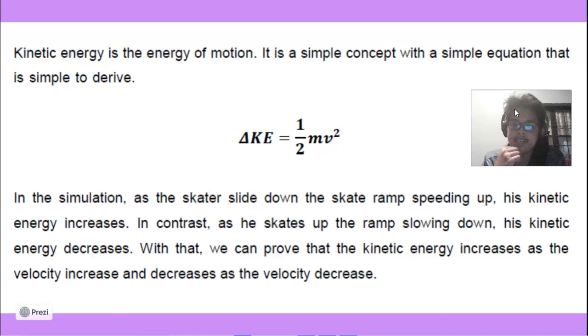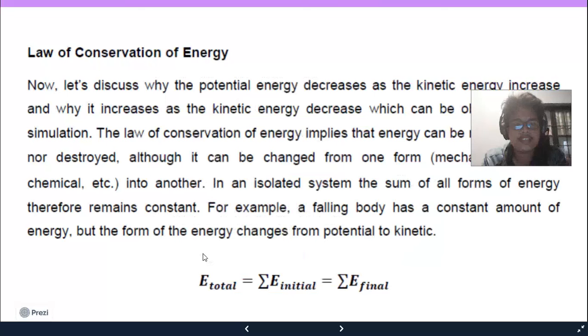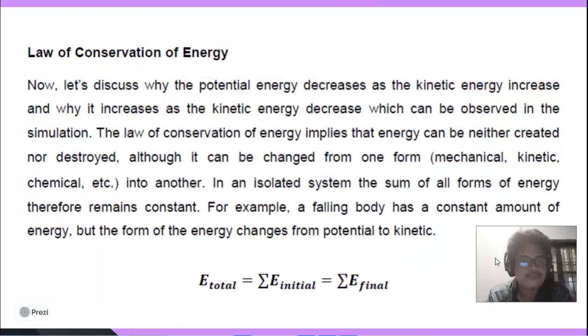Okay? Next, we move on. I will now introduce the law of conservation of energy. Let's discuss why the potential energy decreases as the kinetic energy increases. Medyo intriguing, di ba? Why? And why it increases as the kinetic energy decreases, which can be observed in the simulation. You can see it in the bar graph and the pie graph in the animation I showed.